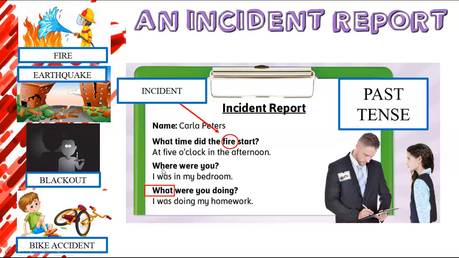Okay? Then, where were you? Where were you when the incident happened? In this case, it's a fire. If you put a bike accident, where were you? I was in the park, in my garden. If there is a blackout, where were you? In the living room, in the bathroom, in the kitchen. Okay, where? The next, what were you doing?